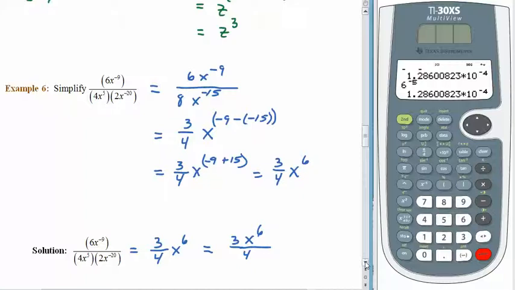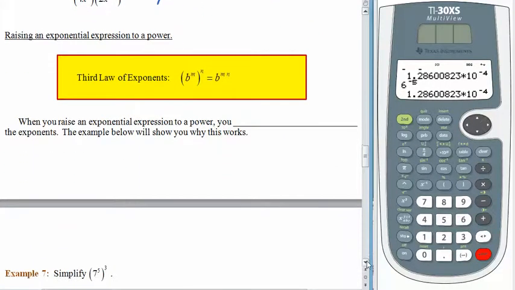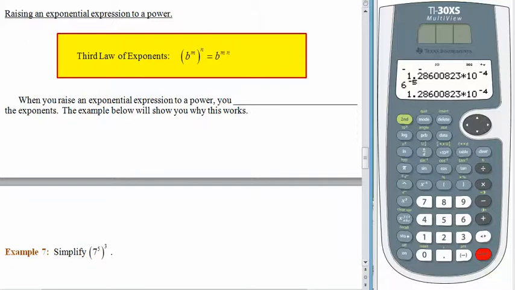One more to go. What happens when you take an exponential expression and raise it to a power? The third law of exponents says that if you have a power raised to a power, what we end up doing is multiplying the exponents. And remember, these laws are here because people noticed patterns, not because they were just making up crazy stuff. So it's pretty easy to show you why it is that this law should make some sense to us. Let's flip the page and try the next example.